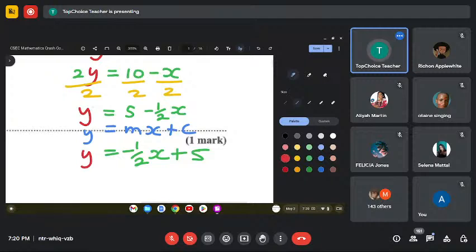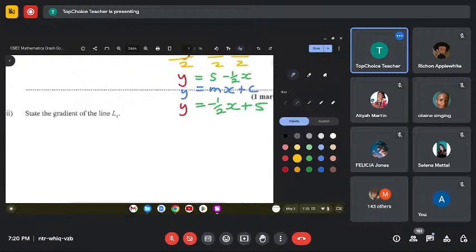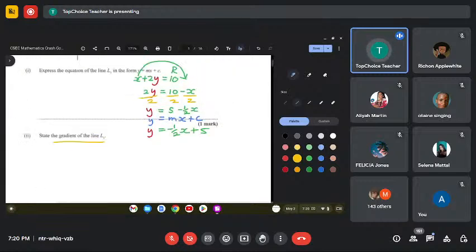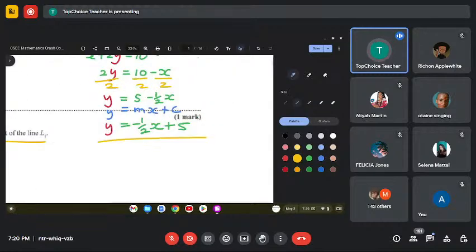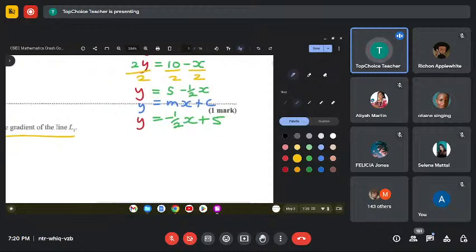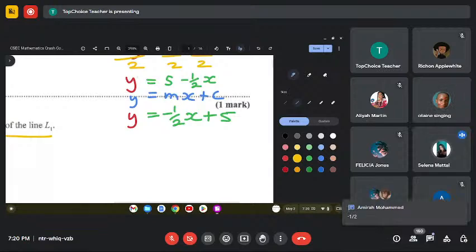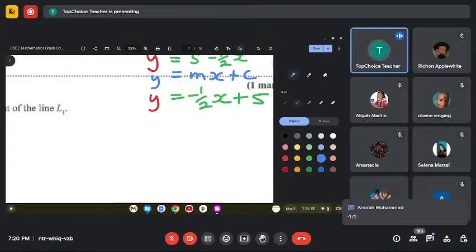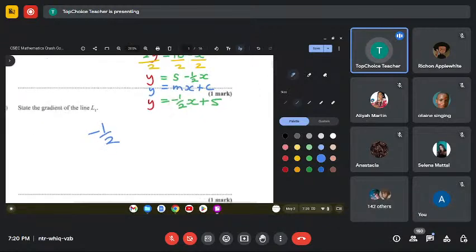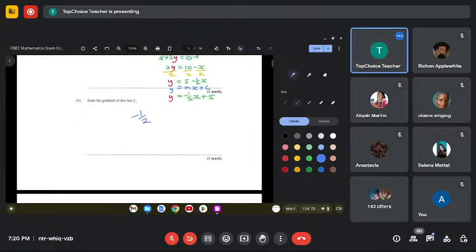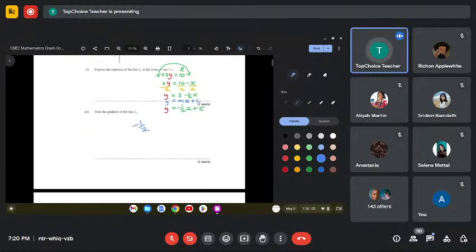So let's look at it. They want us to state the gradient of line 1. This is line 1. So what is the gradient looking at this equation? Negative a half. Very good. So that's an easy mark you get for doing your correct transposition, negative a half. So that's your gradient. Everybody okay so far? Yes, sir. It's nothing too complex. I'm moving as slow as I can.